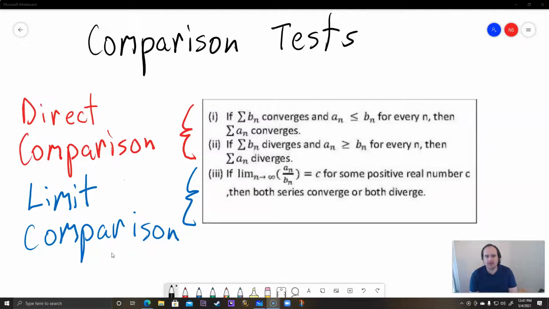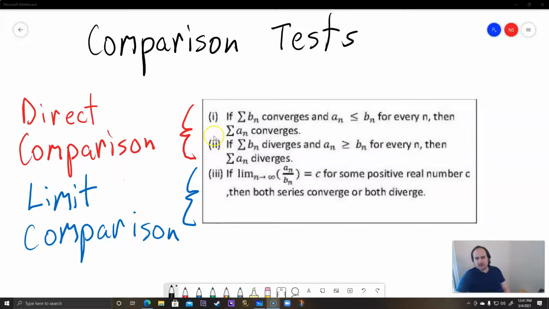Hi students, welcome back. This is a video on the two kinds of comparison tests. So there's two types of comparison tests in Calculus 2. There's the direct comparison test, which I have highlighted in red here. And then there's the limit comparison test, which is in blue.